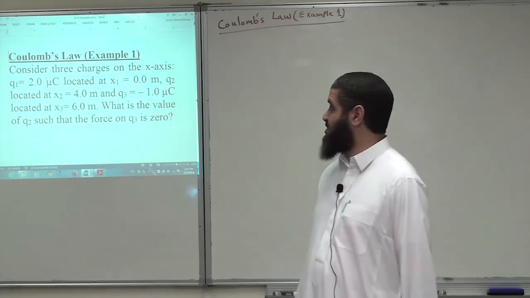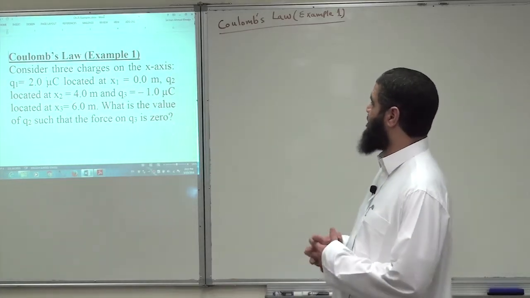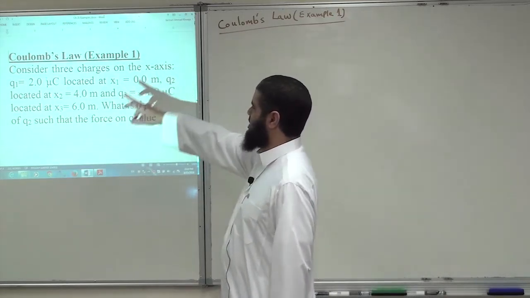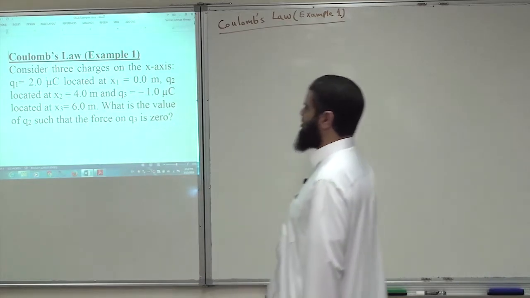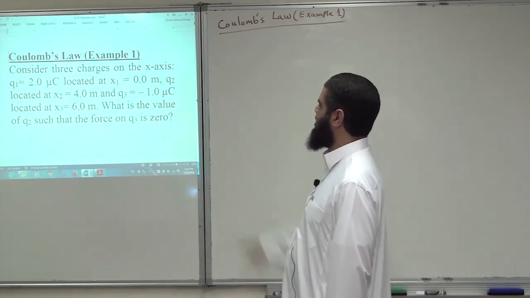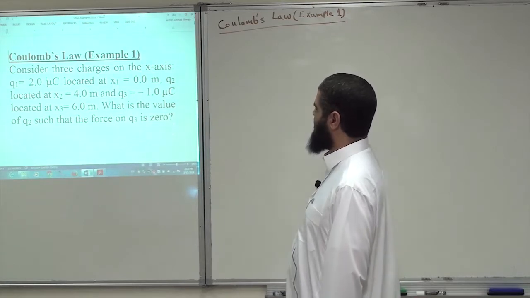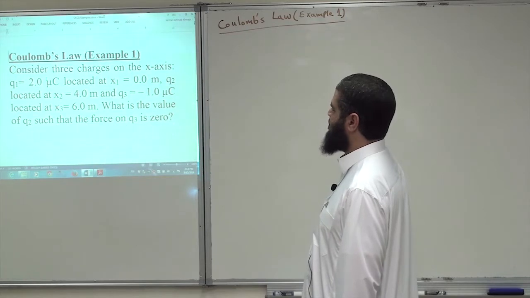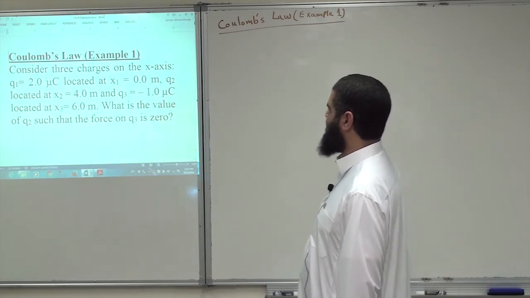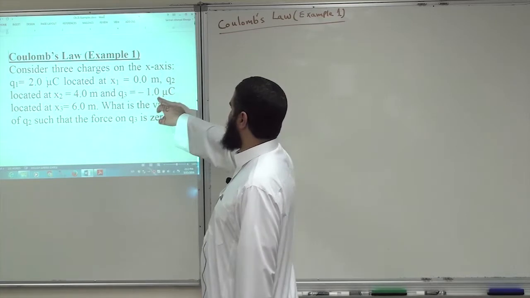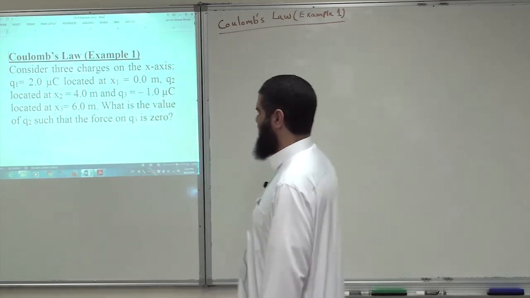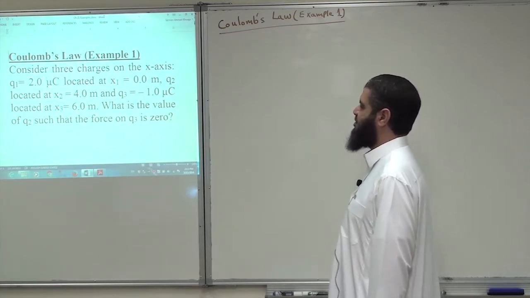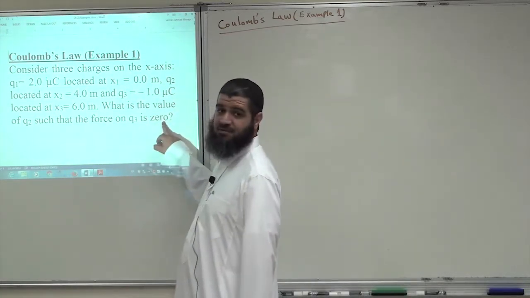These are a few examples related to Coulomb's law. The first example says, consider three charges on the x-axis. Q1 is 2 microcoulomb located at x1 equals 0 meters, so this is at the origin. Q2 is located at x2 equals 4 meters. And Q3 is minus 1 microcoulomb located at x3 equals 6 meters. What is the value of Q2 such that the net force on Q3 is equal to 0?